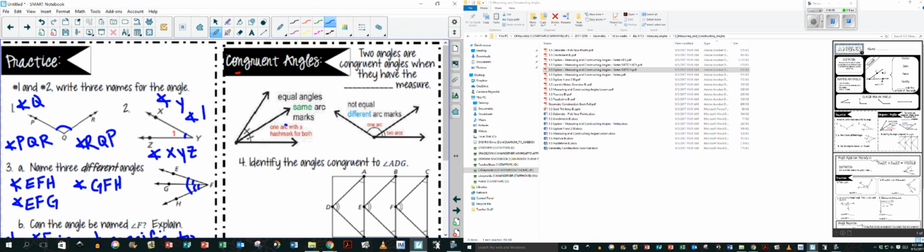All right, congruent angles. Two angles are congruent, and remember this, this is the symbol for congruent, when they have the same measure. So as long as they have the same measure, then they are congruent. Notice that equal angles have the same arc marks. So this angle is equal to this angle. This angle is not equal to that one because they do not have the same arc marks. Same means equal, different means not equal.